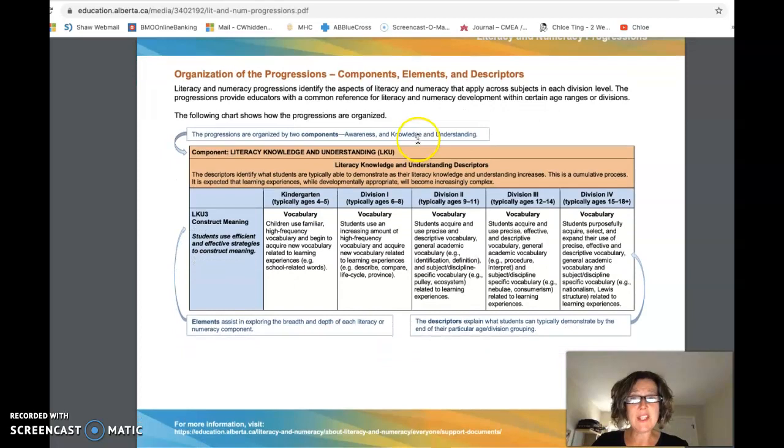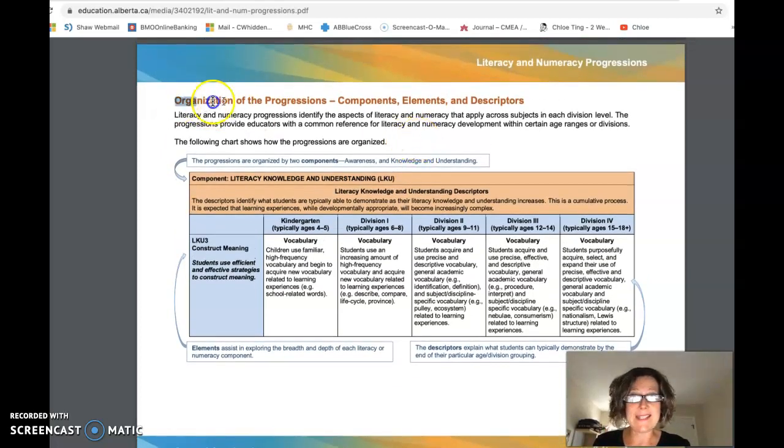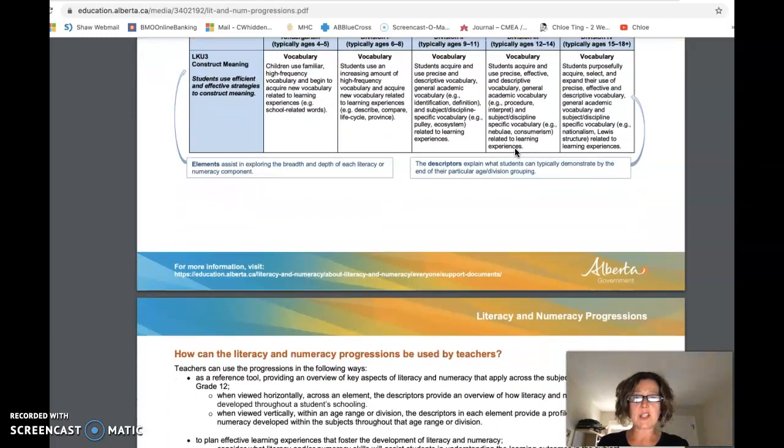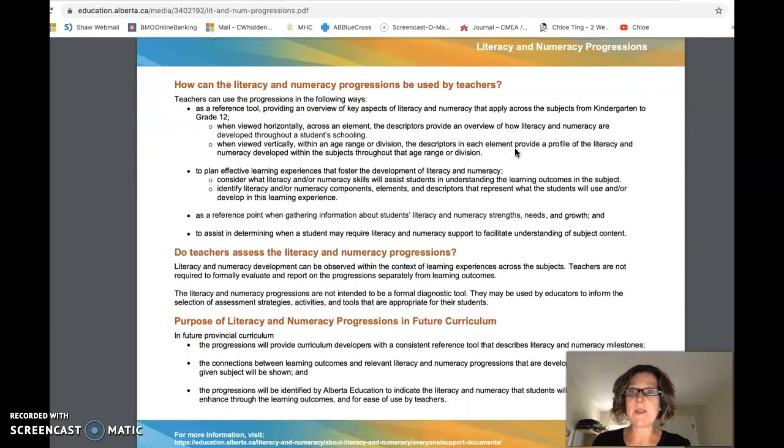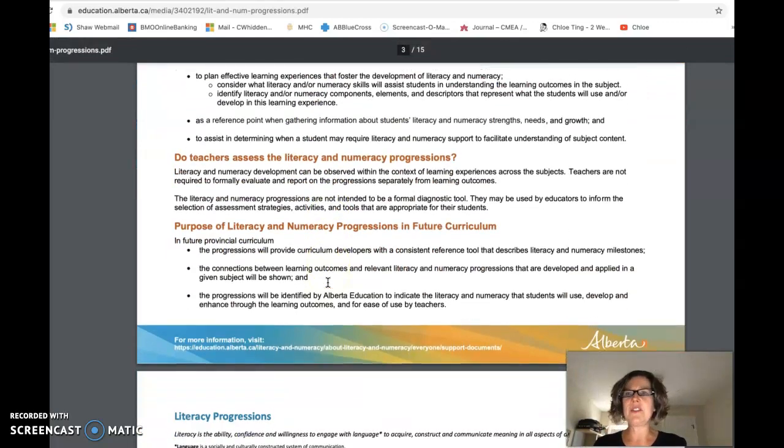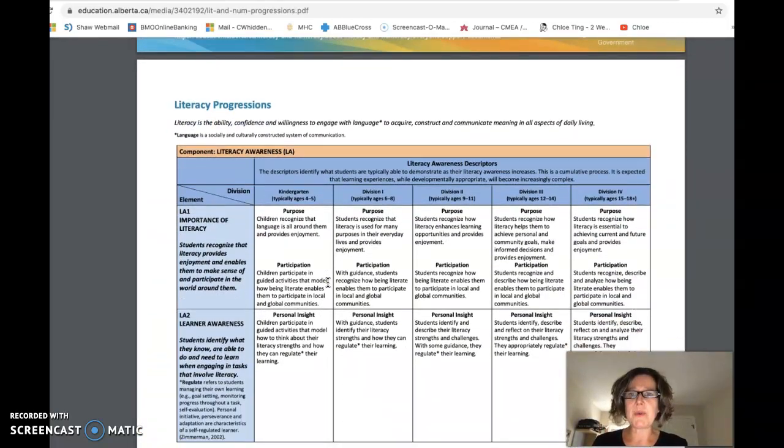Okay, so this page here is just the organization. It's like that page in the program of studies where it said, this is how you read this document. Okay, I'm going to go right to the document. So here's, again, some background. Don't skip over it. Have a read through.